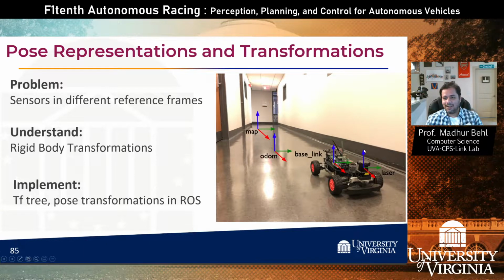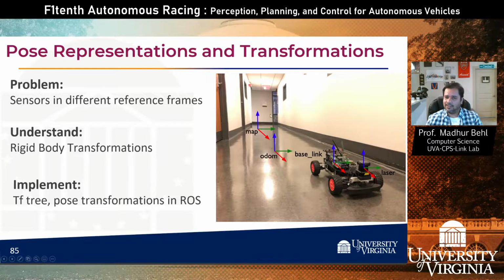But the laser is not representative of the entire geometry of the car. So there needs to be a transformation between the data we get, which is with respect to where the LiDAR is located, and, say, the center of gravity. How does that look? So you need to transform that data, and that's why we will learn about pose representations and transformations. You will get into coordinate frames, and how to transform data from one frame to the other.